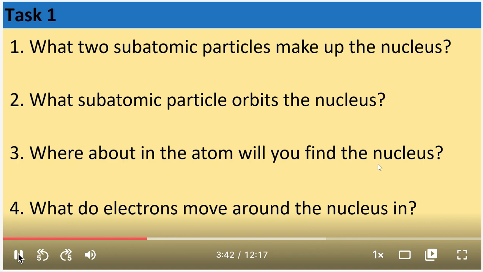So the first little task you're going to do for me today is to try and answer these 4 questions. Number 1, what 2 subatomic particles make up the nucleus? Number 2, what subatomic particles orbit the nucleus? Number 3, whereabouts in the atom would you find the nucleus? And number 4, what do electrons move around the nucleus in? Pause the video now and answer those 4 questions, please.